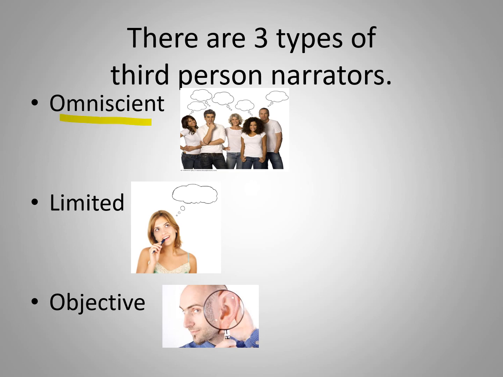So there is omniscient, limited, and objective. And we're going to talk about what the differences are between them. So at this point in your notes, you may want to write down omniscient, limited, and objective, and I will tell you how to find the difference between the three of them.